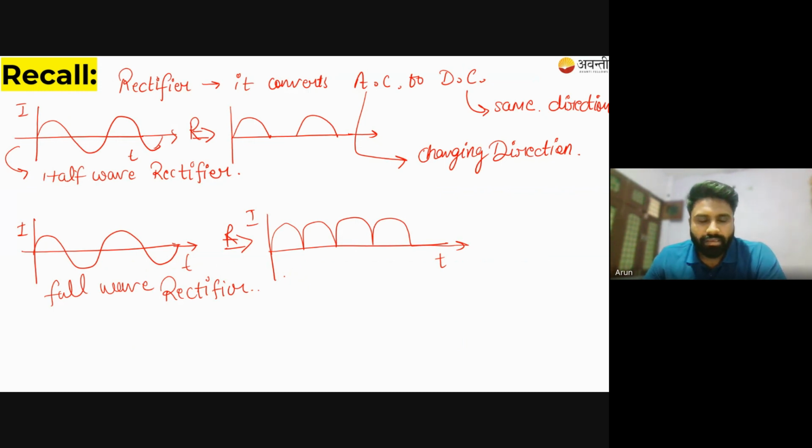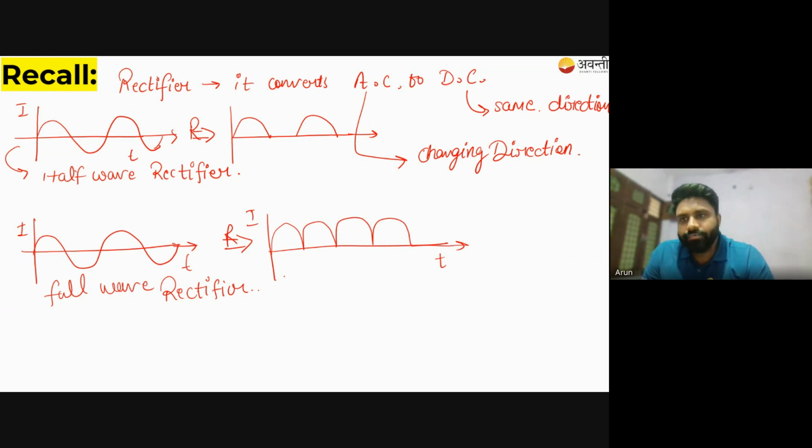Got it. So how do we construct it? We have understood the purpose of a rectifier. It converts AC into DC, and it does so in two ways. First, if it converts half of the wave, it is a half wave rectifier. And if it converts the full wave, it is termed a full wave rectifier.